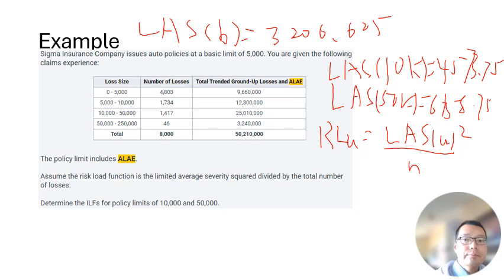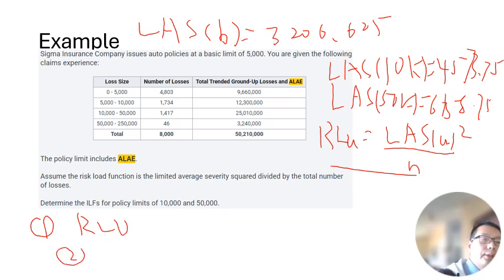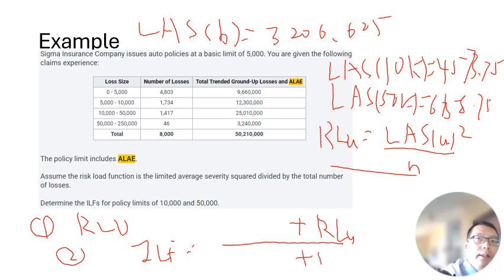Now, first we need to calculate the RL_U using this function. So in the first stage we calculate RL_U for each, and in the second stage we apply the formula. In this case the ILF is whatever the original was, and you have to add the RL_U here. Okay, I will provide the answer to this, but I cannot write it anymore here.